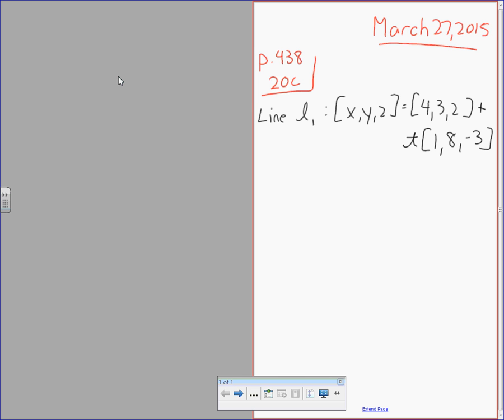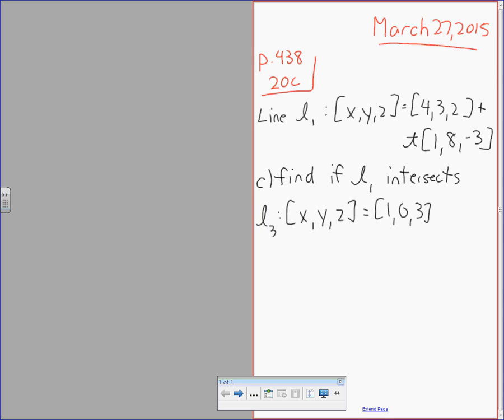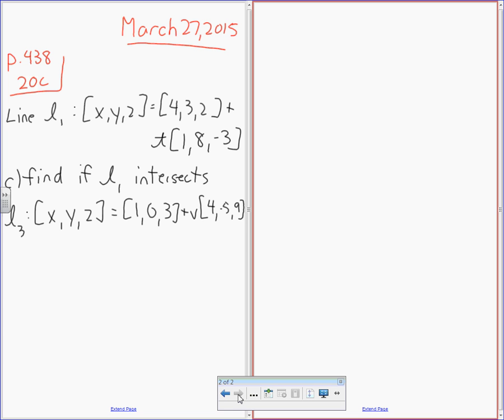We want to find, so part C says, find if L1 intersects L3, which is x, y, z equals 1, 0, 3 plus v times 4, negative 5, 9. All right, so that's what the question is. I just translated it a little bit to maybe how it's written as well. So this is just good, strong algebra.